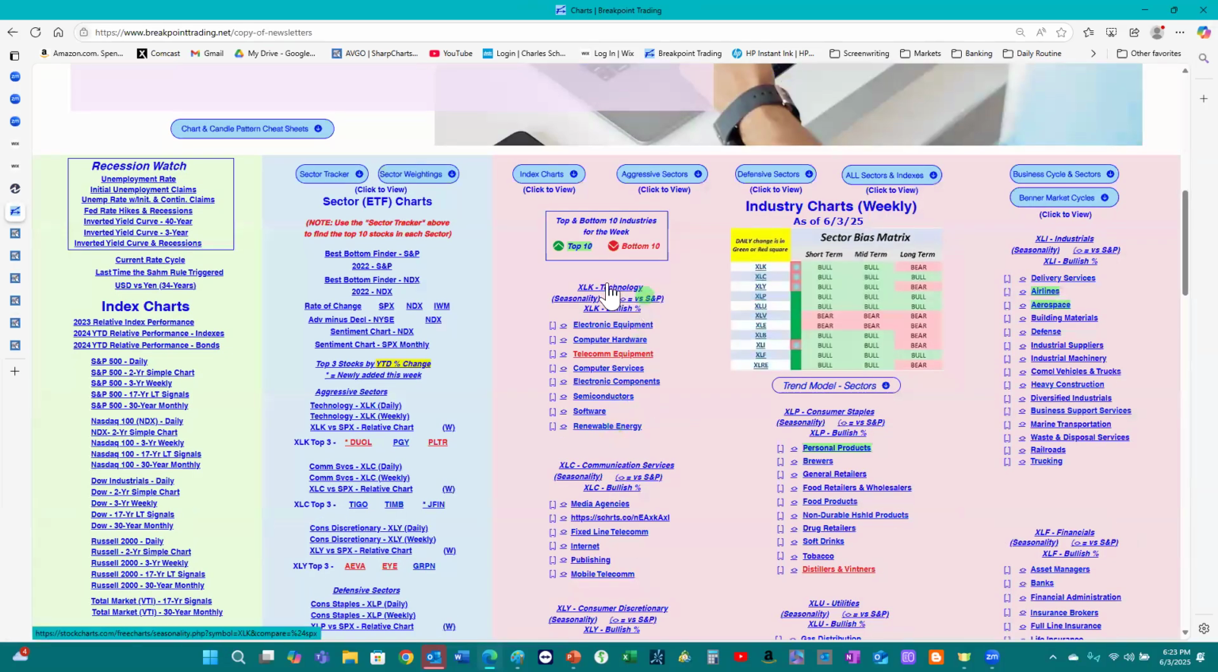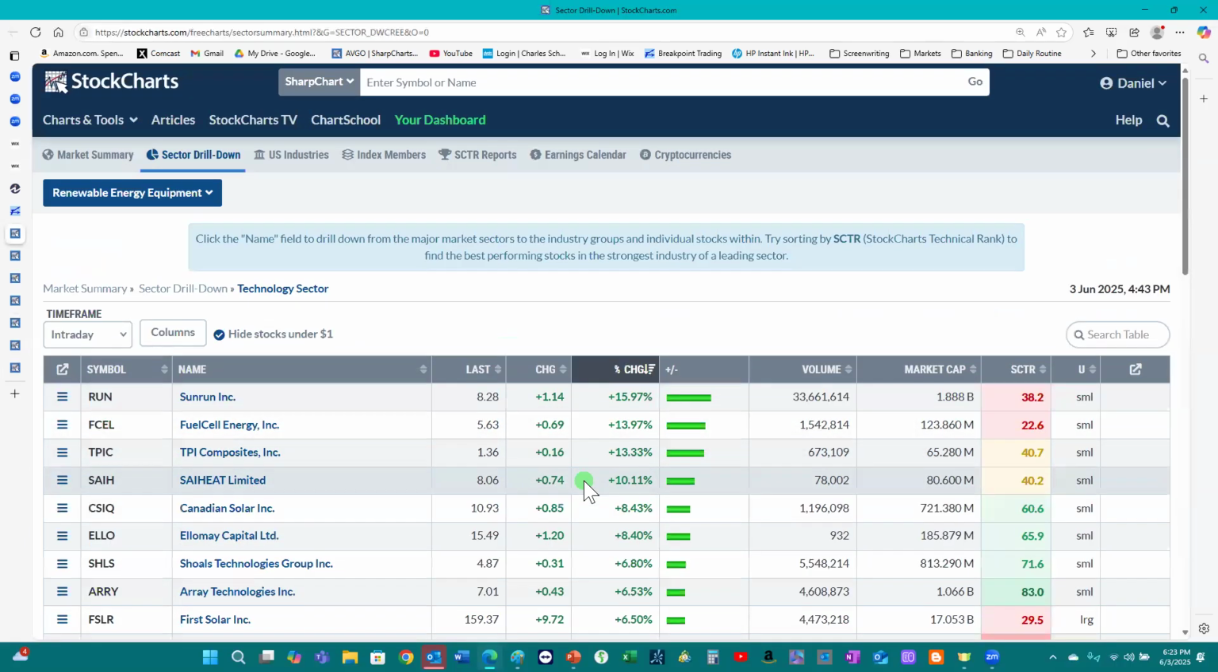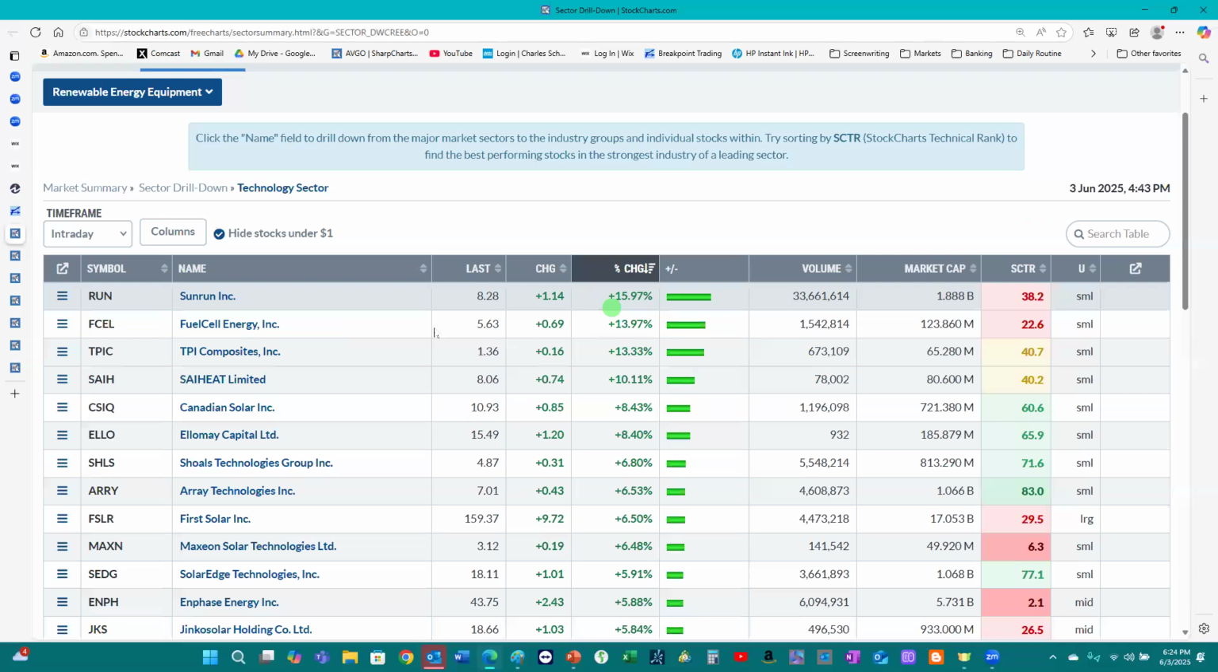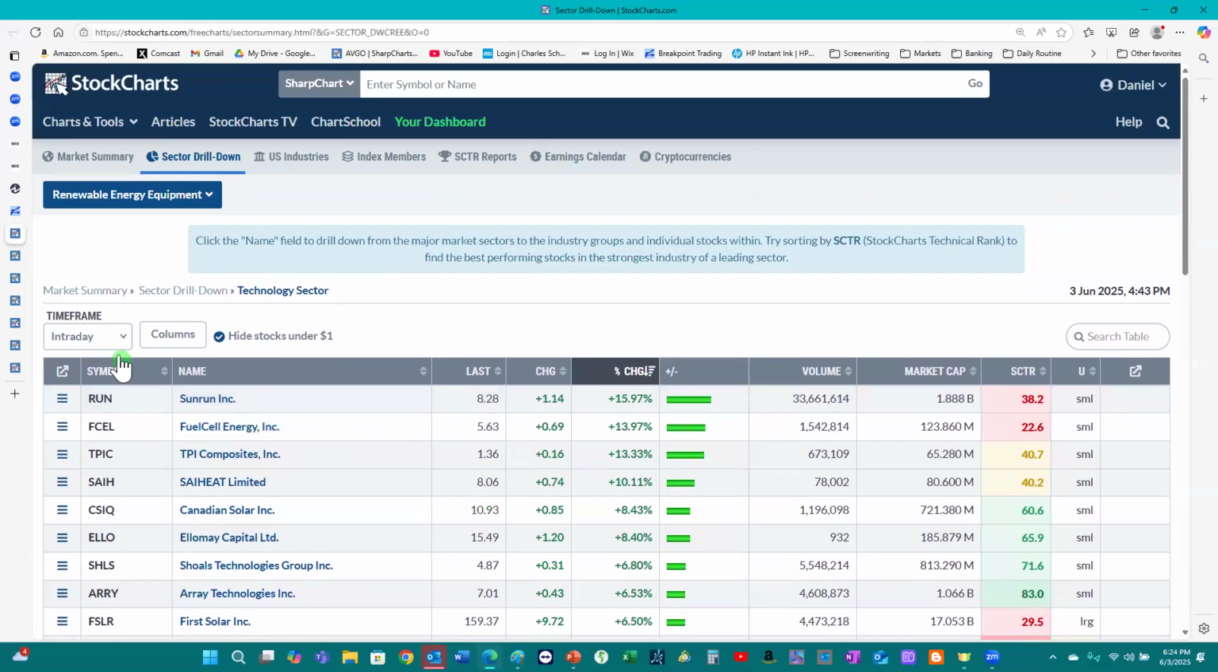Renewable energy is in the technology group, and this little box right here will show you the stocks that did well today. This is just today. Sunrun up 16%, Fuel Cell up 14%. Canadian Solar, Array Technologies up 6.5%. First Solar up 6.5%. SolarEdge, so it looks like solar is doing really well. Enphase up almost 6%. Next Tracker up almost 5% just for today.